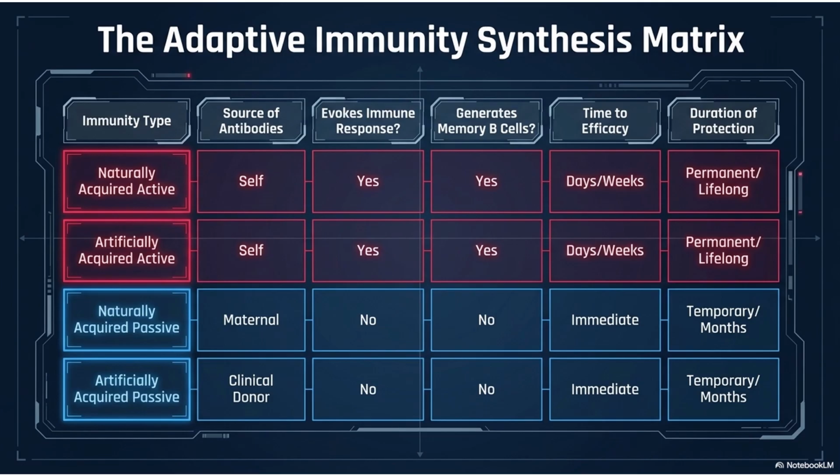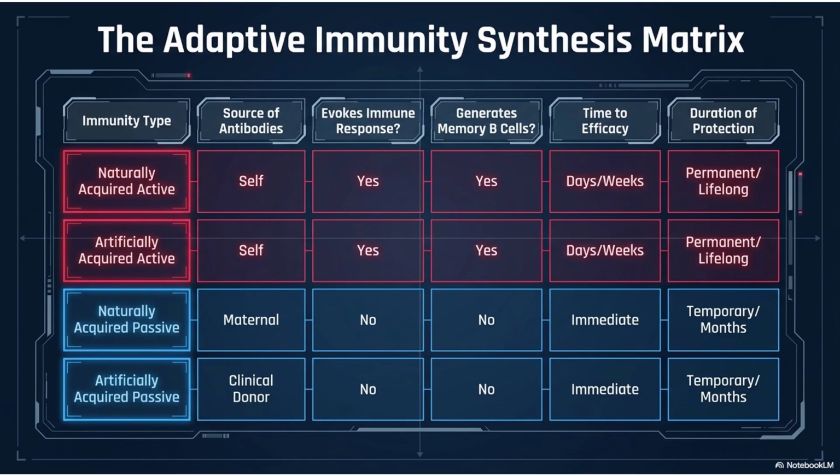Both produce a full immune response, and most importantly, both generate memory. That is why their time to protection is measured in days to weeks. You have to wait for the response to build, but their protection can be long-lasting, sometimes lifelong. The main difference is the cost. Natural infection requires going through the disease process, while vaccination aims to give you protective memory safely.